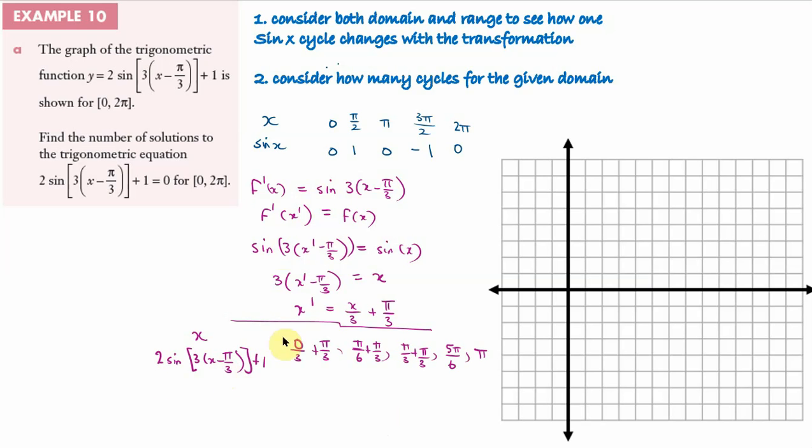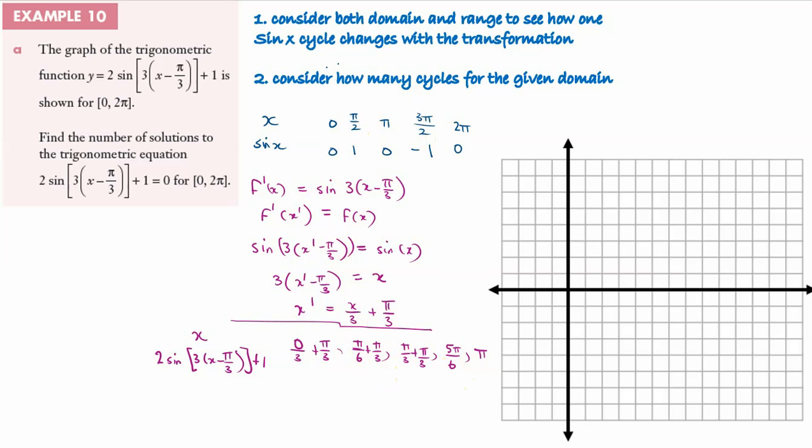So applying those transformations, if I start with x equals 0, 0 on 3 plus pi on 3 is pi on 3. If I go x equals pi on 2 divided by 3 is pi on 6 plus pi on 3, and so on for pi on 3 plus pi on 3, and then for 3 pi on 2, if you do the calculation, that gives you 5 pi on 6 when you divide by 3 and add pi on 3, and 2 pi transforms to pi.